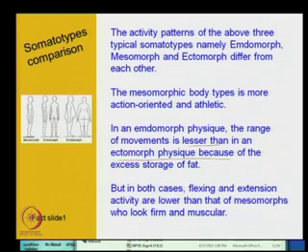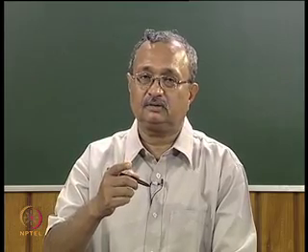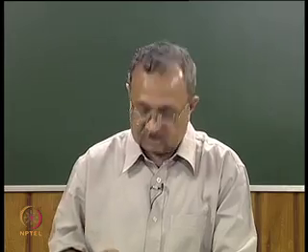But in both cases, ectomorph lean and thin and endomorph fatty, flexing and extension activity are lower than that of mesomorphs, who look firm and muscular. For a lean thin person there is less muscle, and for the fatty body type, endomorph, the muscles are not so effective. This is what is happening.